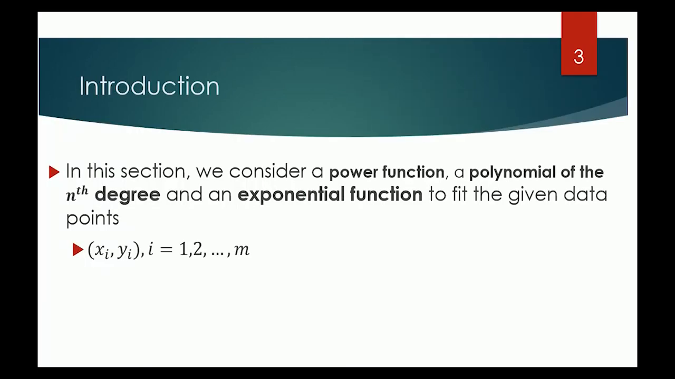In this section we consider three types of nonlinear function: exponential function, a polynomial of nth degree, and a power function. And those types of function will be fit to a given data of n points (xi, yi) for i equal to 1 to m.